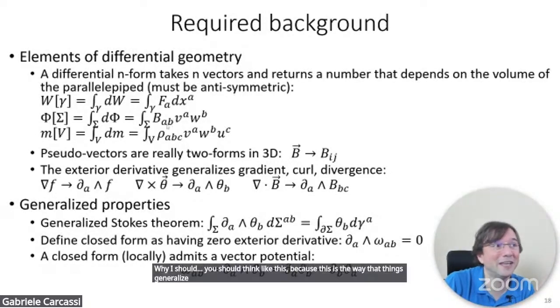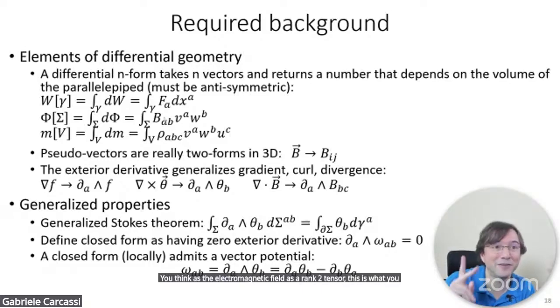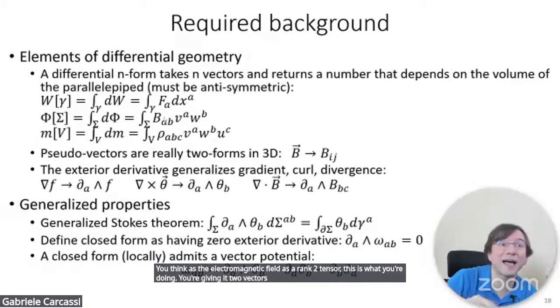Even when you are in special relativity, you think of the electromagnetic field as a rank 2 tensor. This is what you're doing. You're giving it two vectors and it gives you a flux or it gives you something else. Right? This is how it works.